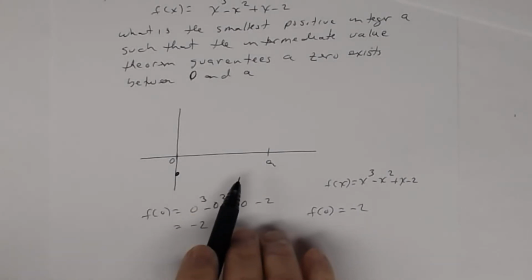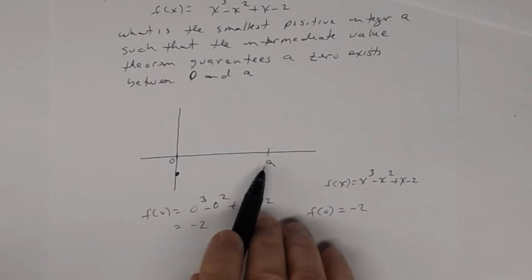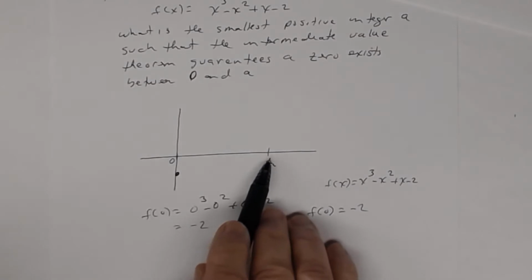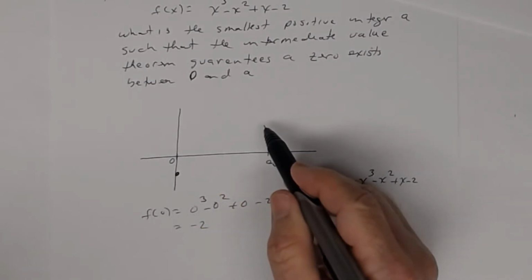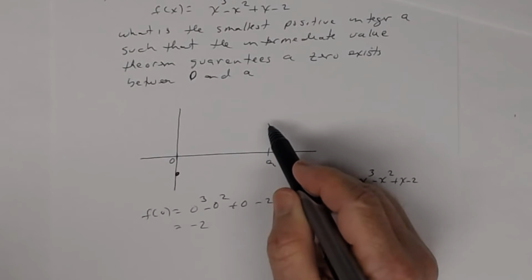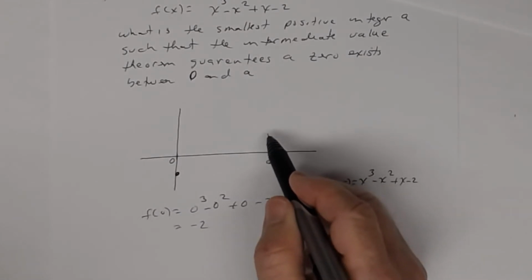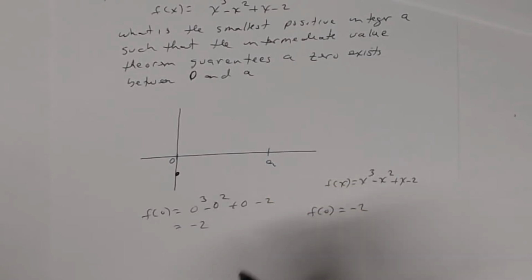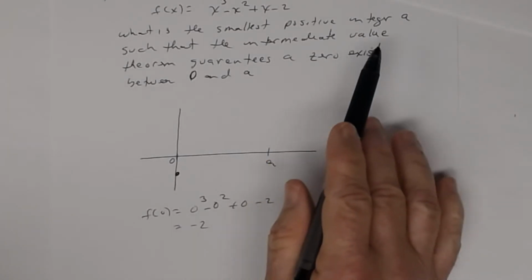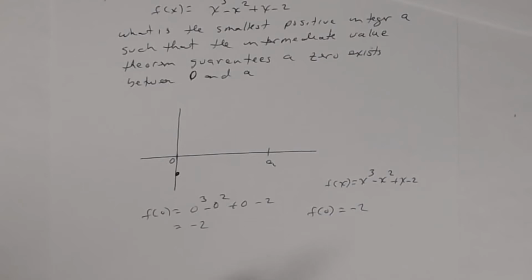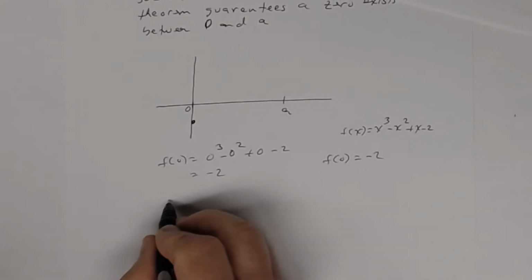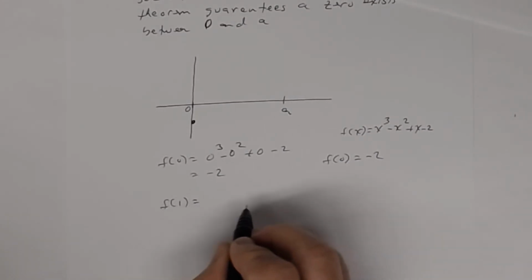So now what I want to know is this. I want to find the smallest positive integer a, so that my y value is positive. Here my y value is negative. I want to find an a where my y value is positive, but the smallest integer. So the next thing you do is go to the next integer, f of 1. So let's see what we get when you do f of 1.